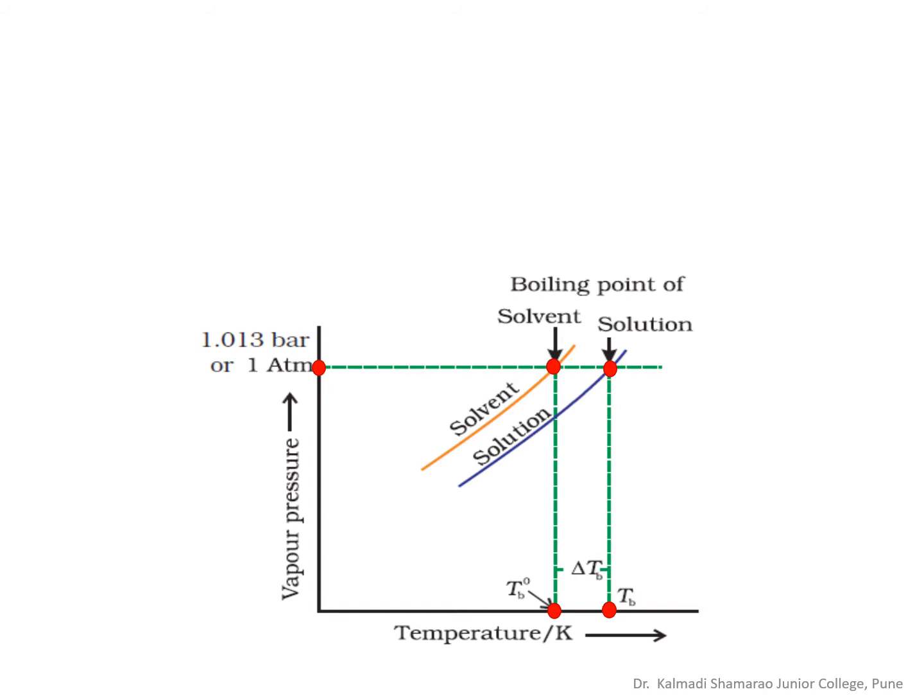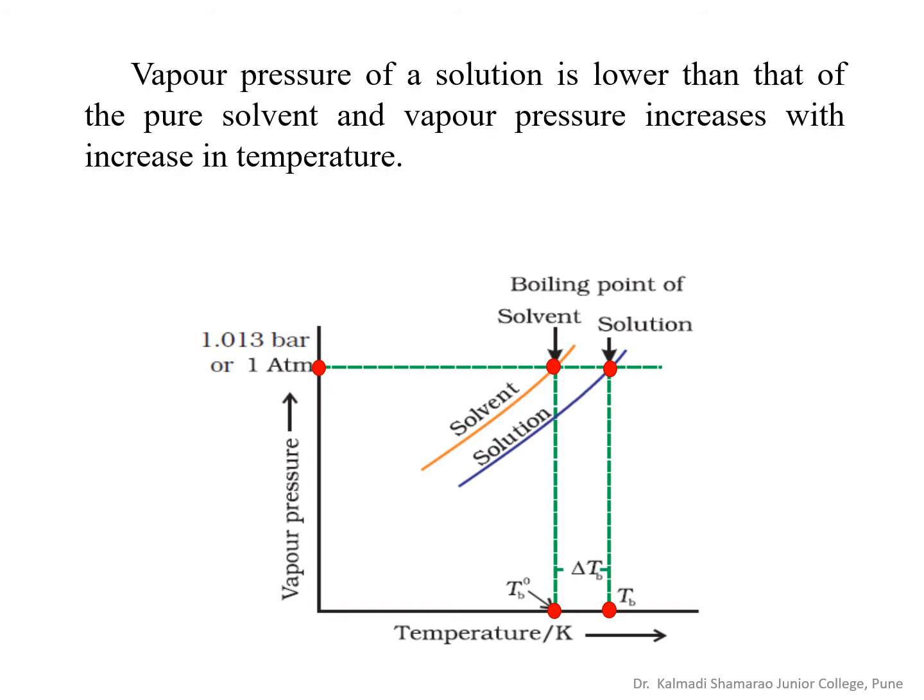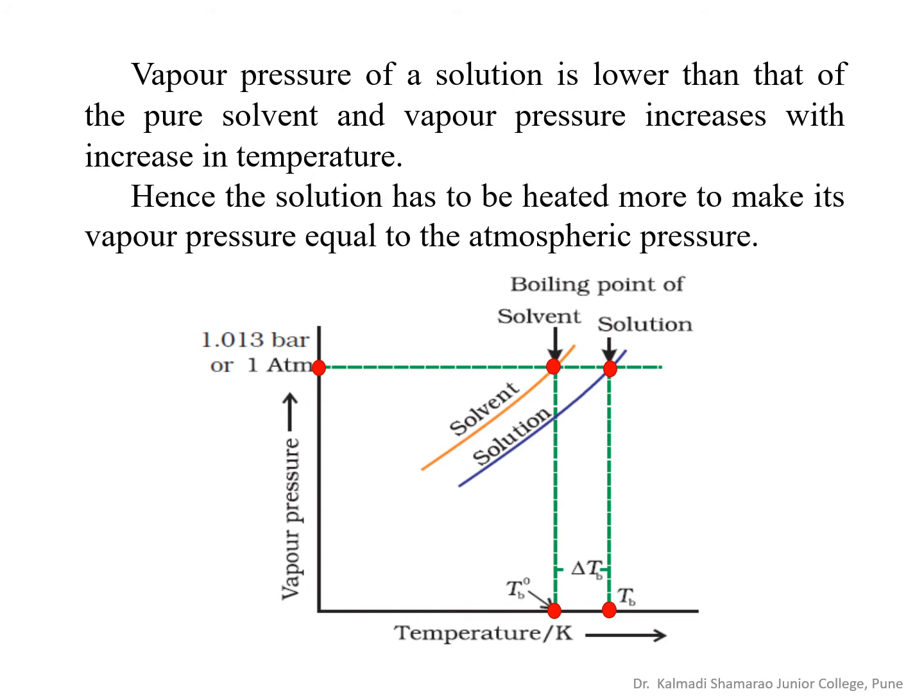We know that vapor pressure of a solvent decreases due to addition of a non-volatile solute. Thus, vapor pressure of a solution is always lower than that of the pure solvent, and vapor pressure increases with increase in temperature. Hence, the solution has to be heated more to make its vapor pressure equal to the atmospheric pressure.